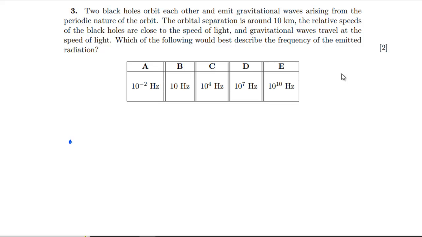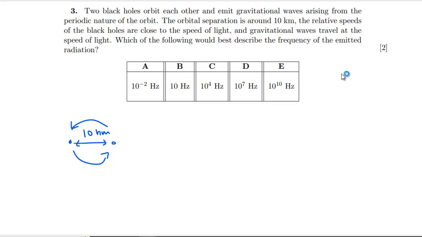So we've got these 2 black holes. Orbital separation is around 10 kilometers. So these are orbiting around each other. And we've got this 10 kilometers apart, so they're going to be going through this circle. They're going to be orbiting the center of mass, and the frequency is going to be to do with the frequency that they're going round and round in this circle. This is the only periodic thing that we've got going on.